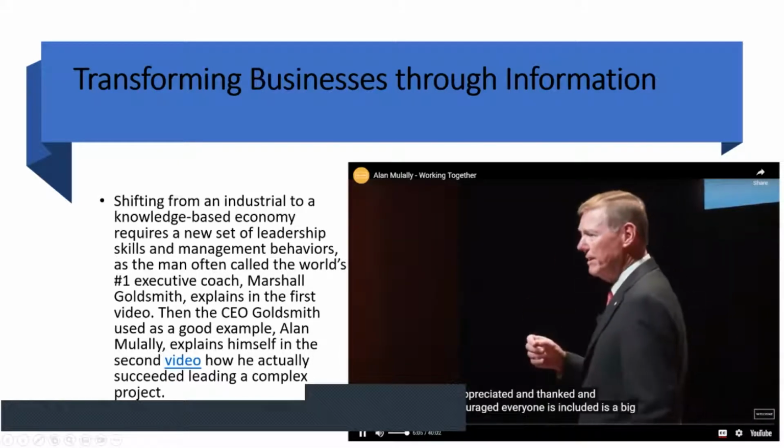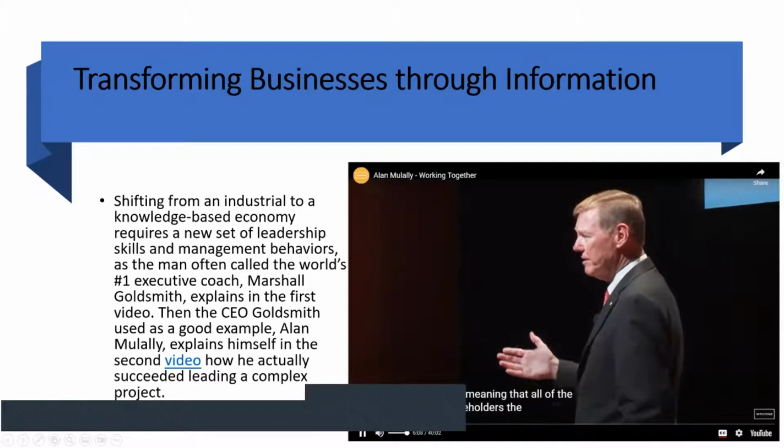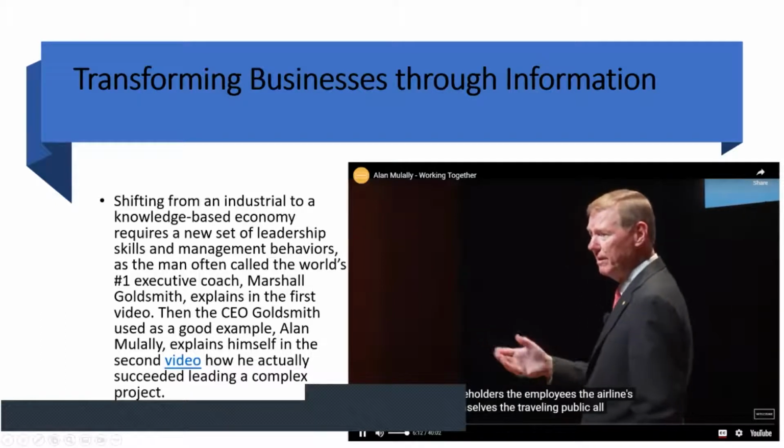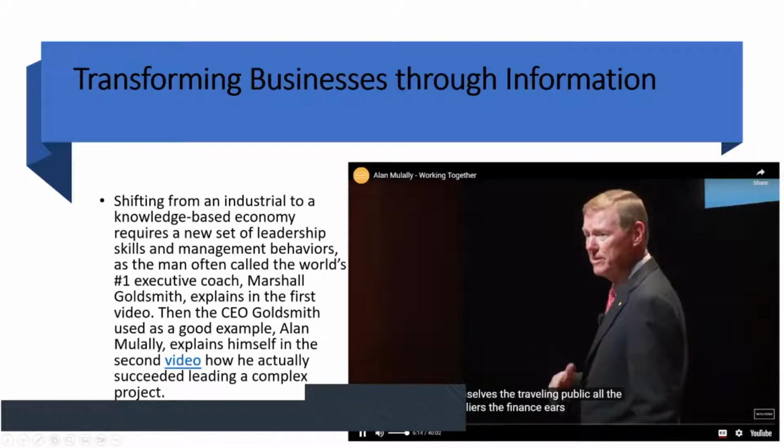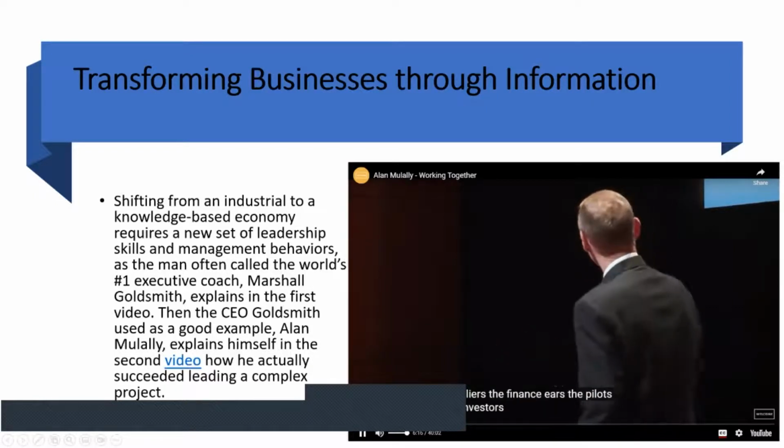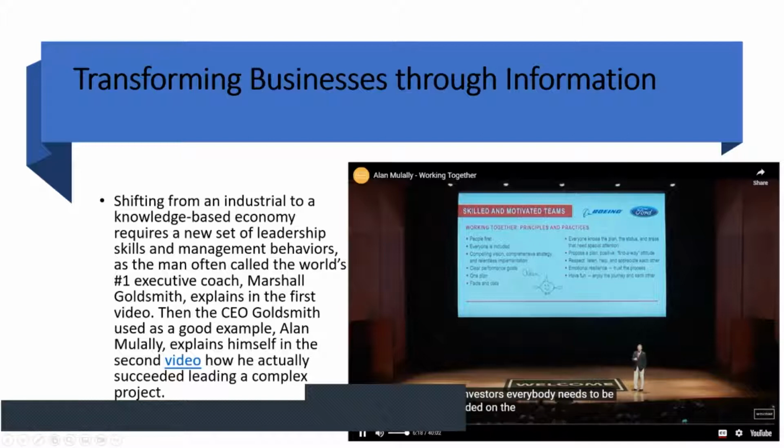Everyone is included as a big deal, meaning that all of the stakeholders, the employees, the airlines themselves, the traveling public, all the suppliers, the financiers, the pilots, the investors, everybody needs to be included on the plan because these are such a huge, huge investment for Boeing, but also for the world.